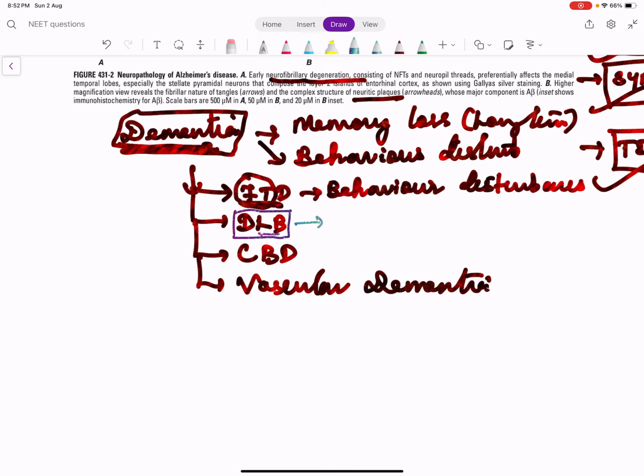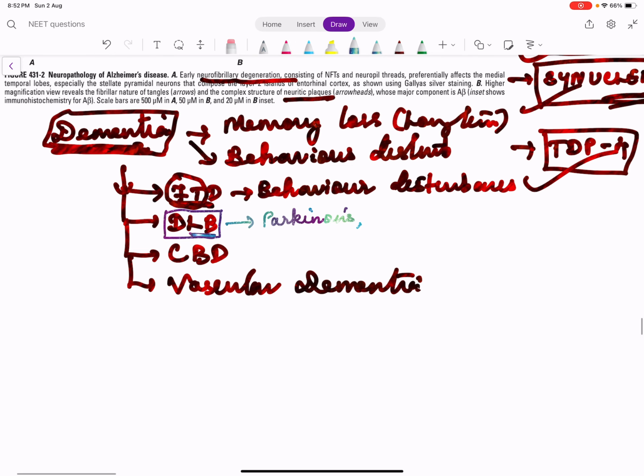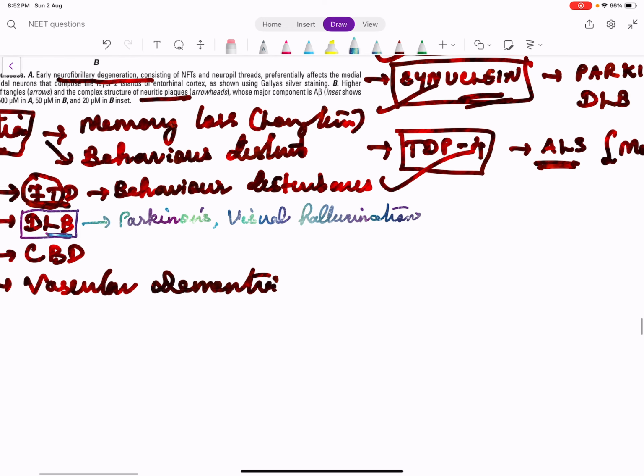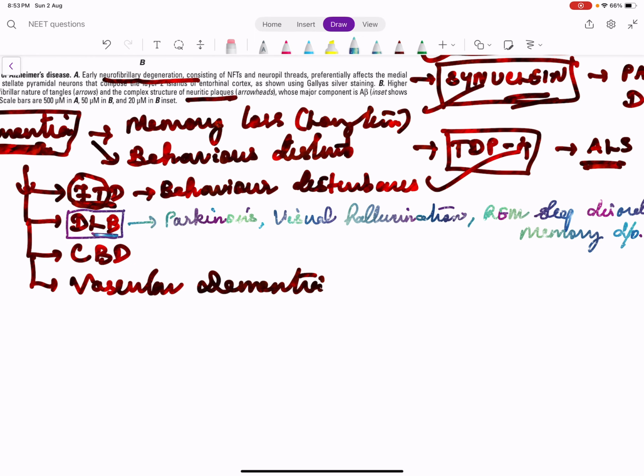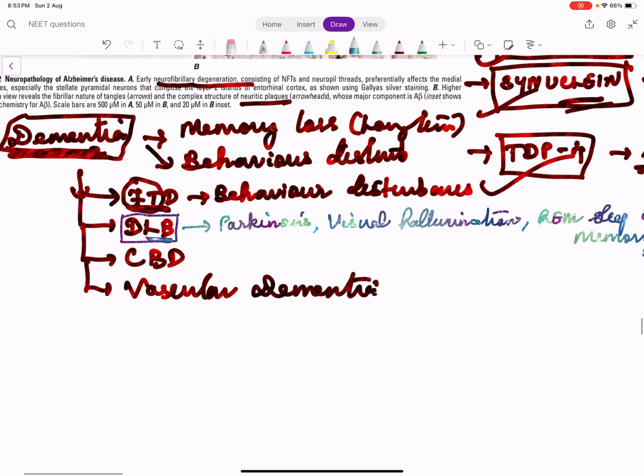Dementia with Lewy body. Remember, Lewy body is a synuclein deposit which is seen in Parkinson's disease. So wherever there is Lewy body, there is Parkinson's symptom. So Parkinson-like tremor features, then visual hallucinations, REM sleep disorders, plus memory loss. We think of dementia with Lewy bodies. Okay, so everything has memory disturbances, but only the associated features will help.